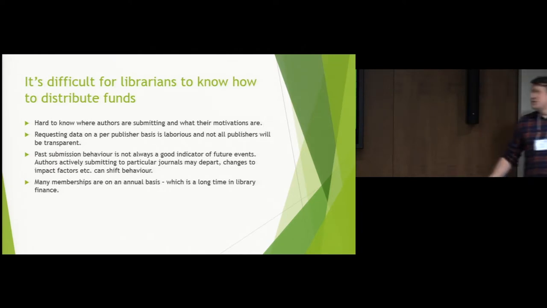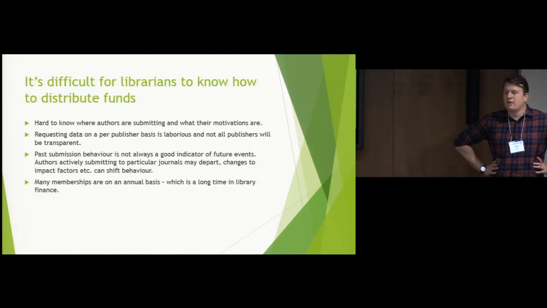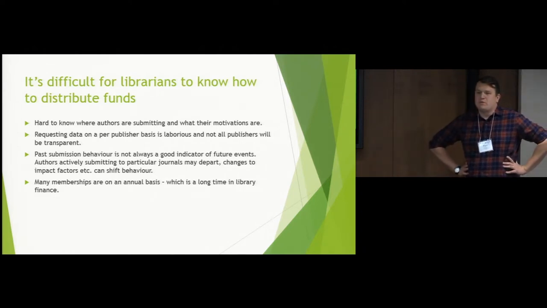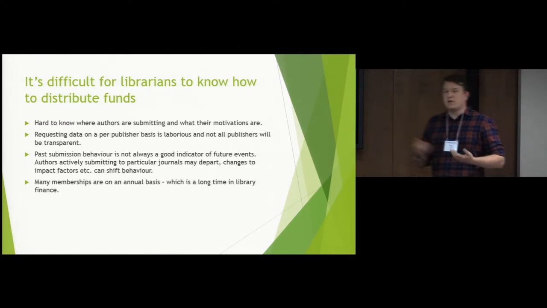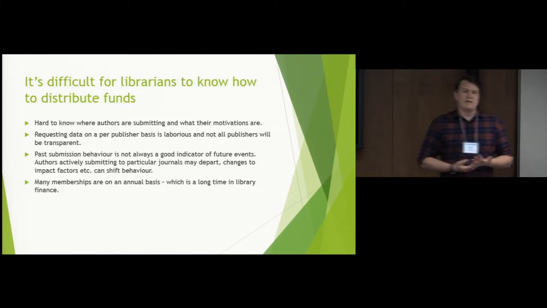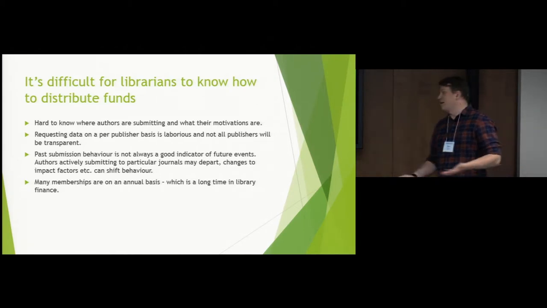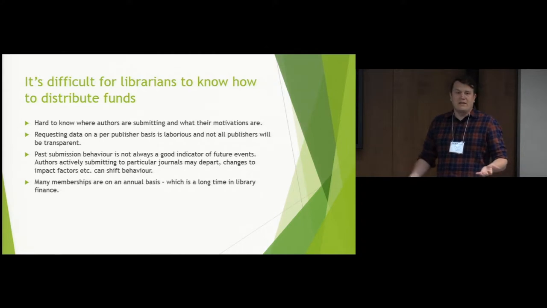For all librarians, for all institutions, it's difficult to know where the funds should be spent, right? You have however many publishers out there in the world. We talked about 8 of them at the start. How do you know what your authors are doing? You have to go to these publishers and ask what our APC spend is. And maybe some of them are going to tell you, some of them aren't. Are you getting the whole picture?